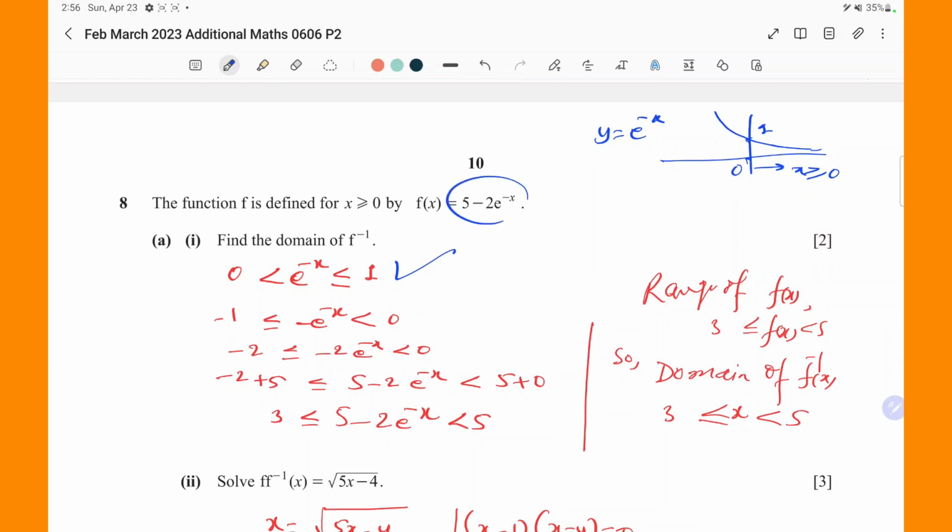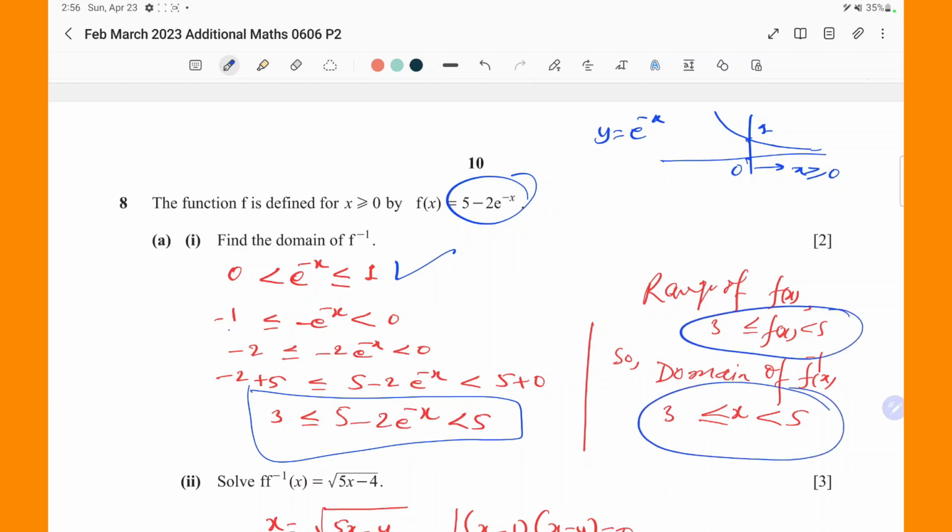Then we need to form this function. So apply first the minus sign, so inequality will change, minus 1 to 0, then multiply by 2, then add 5, you will get minus 3 to 5. Okay, so range of f(x) is 3 to 5. So domain of f inverse x is 3 to 5.